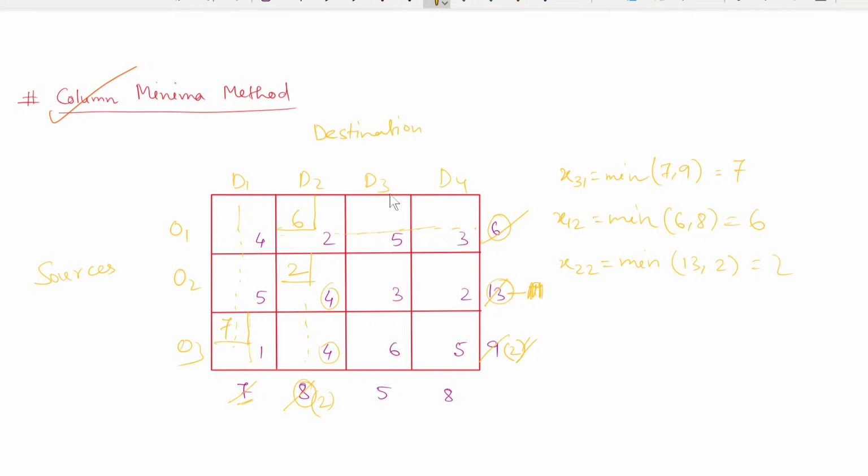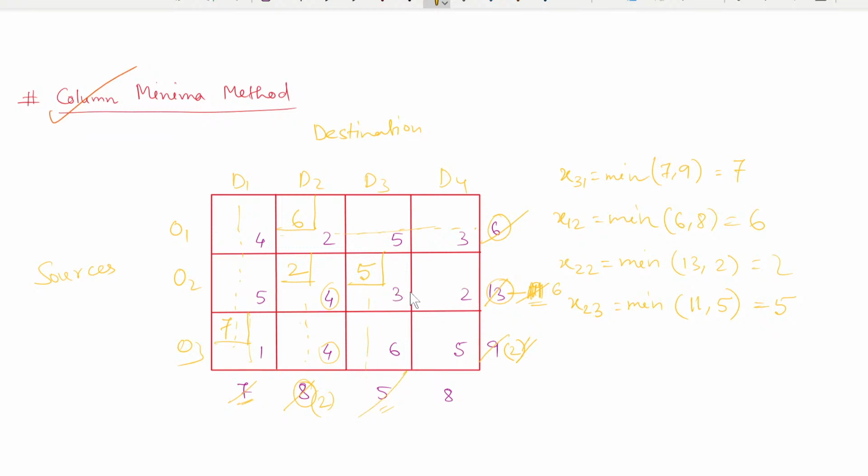Now we go to the next column, the D3 column. In the D3 column the minimum element remaining is 3, therefore we allocate here. x23 is equal to the minimum of the availability 11 units and the demand 5 units for destination D3, so the minimum of 11 and 5 is 5. We allocate 5 here. The remaining availability for origin O2 is 6 units, and the demand for destination D3 is now exhausted.